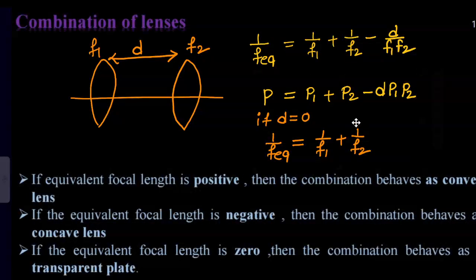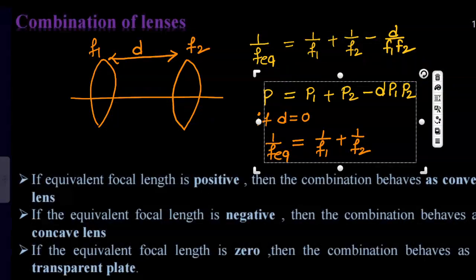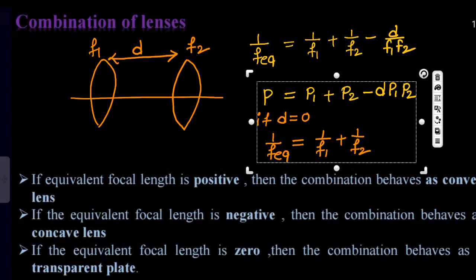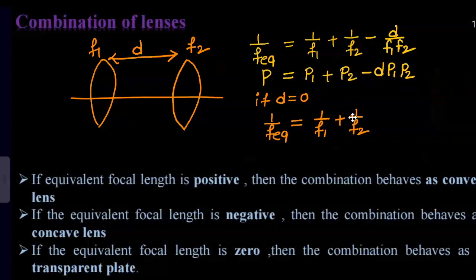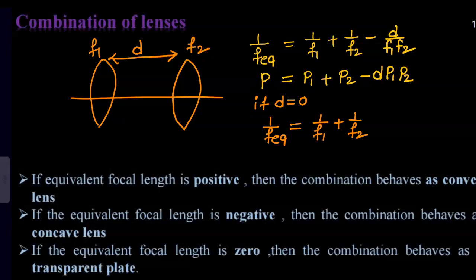Now what is the equivalent power? P equal to P1 plus P2 minus D, with value 0, zero into P1 into P2. Then the equivalent power becomes what? So the equivalent power is simply P1 plus P2.